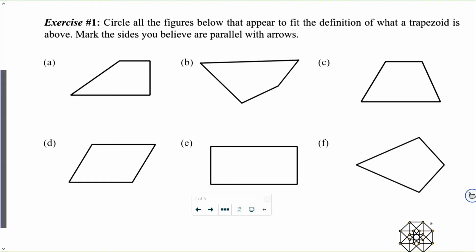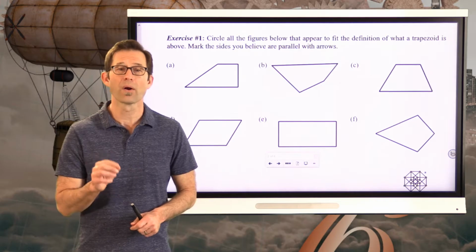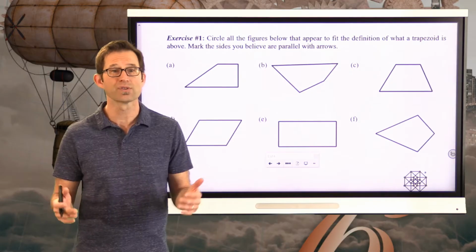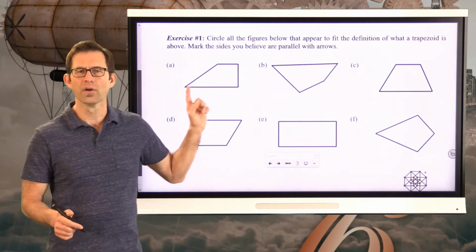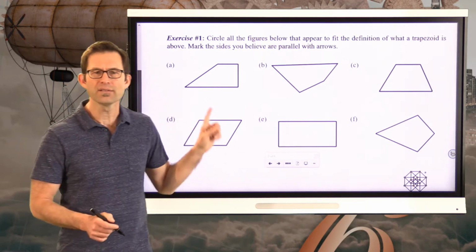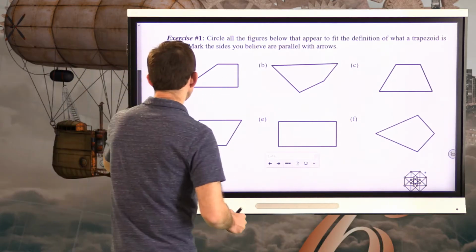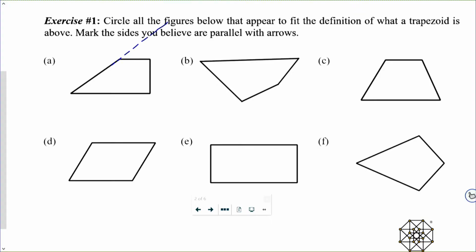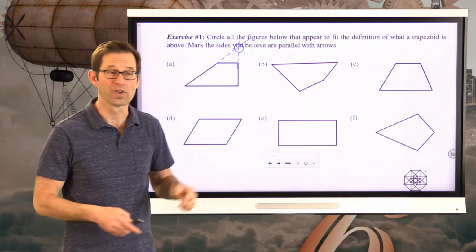Mark the sides you believe are parallel with arrows, and I'll talk to you about how you can do that. Remember, when we talk about parallel sides, what we mean is: if you took two sides and extended them forever in both directions so that they were lines instead of line segments, would they intersect? Let's take a look at letter A together. Let's take a look at this side and this side, those two opposite sides. If I extended those sides forever, like this, then eventually they'd intersect. So those two sides aren't parallel to each other.